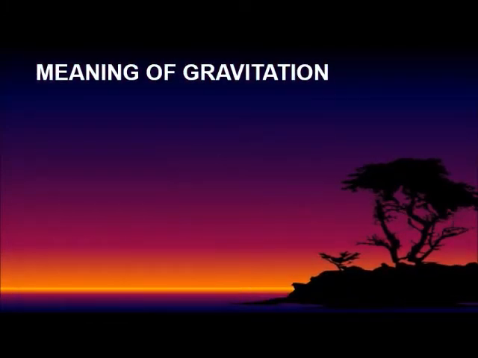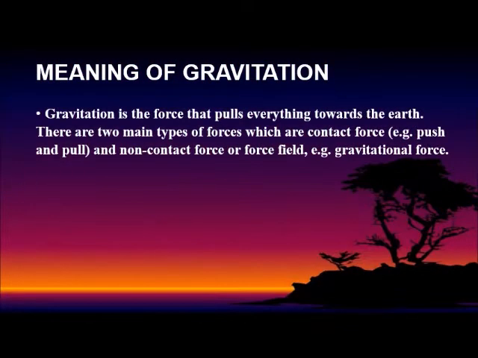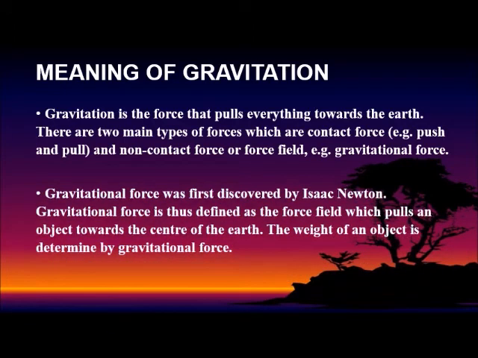Meaning of gravitation. Gravitation is the force that pulls everything towards the Earth. There are two types of forces, which are contact force, for instance push and pull, and non-contact force or force field, for example gravitational force. Gravitational force was first discovered by Isaac Newton. Gravitational force is thus defined as the force field which pulls an object towards the center of the Earth. The weight of an object is determined by gravitational force.